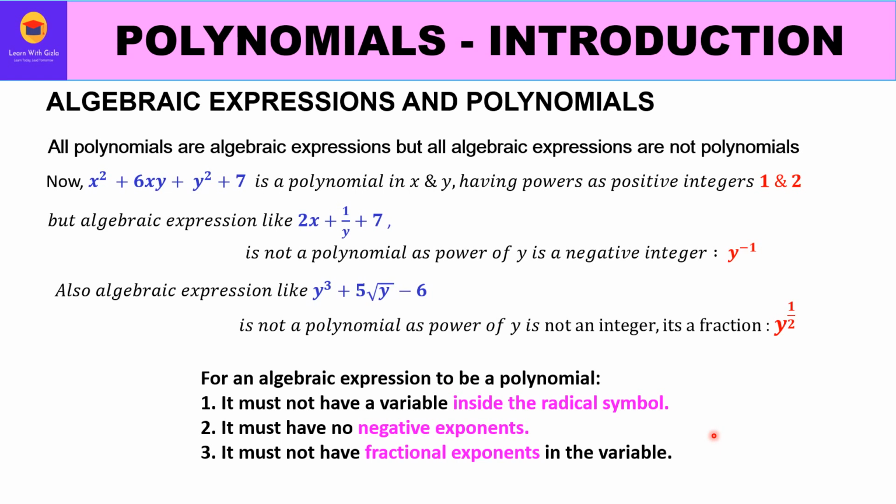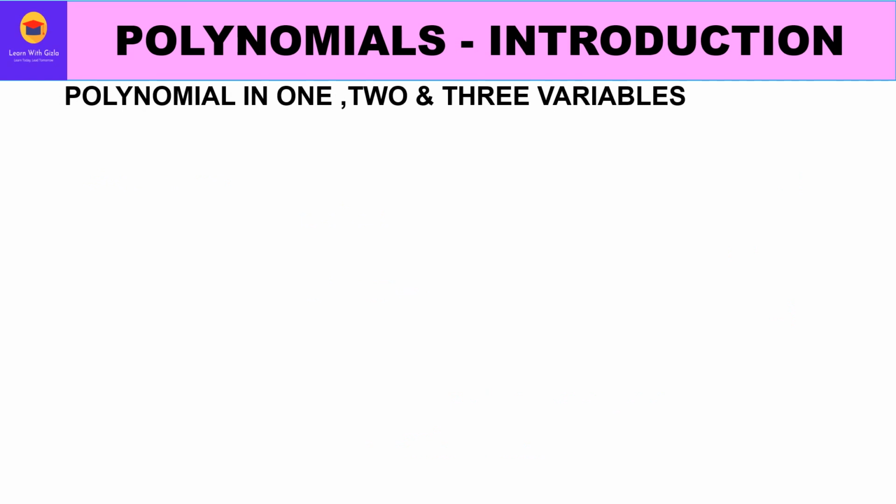because polynomials involve only non-negative integers as the power of the variable. Yes, this thing has to be kept in mind. Now let us learn about polynomials in 1, 2 and 3 variables.